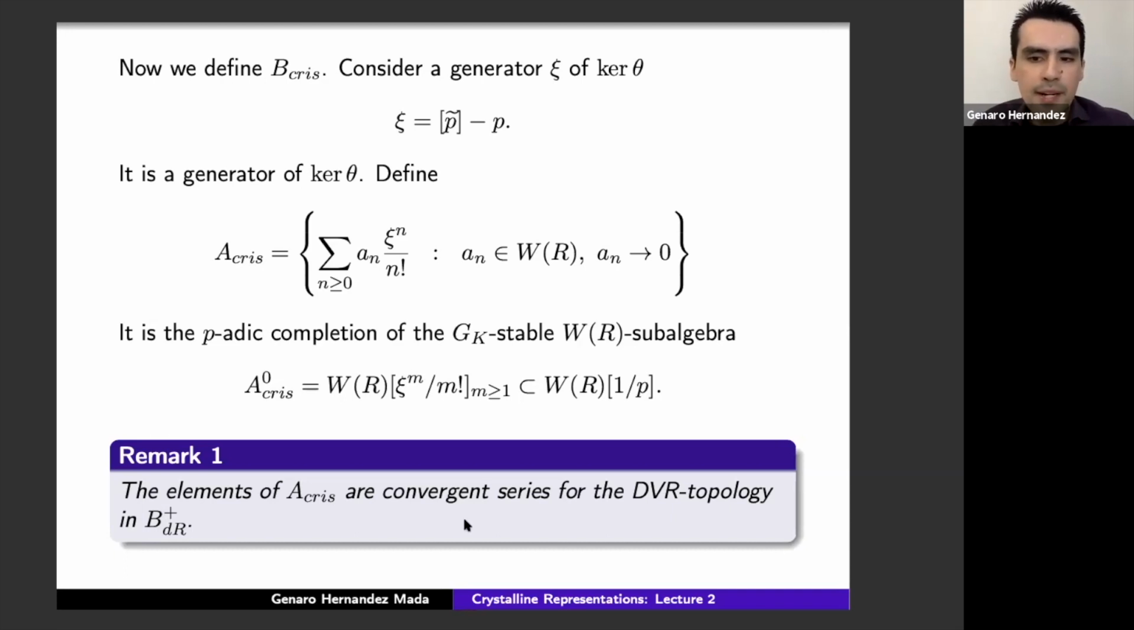I should remark here that we are talking about convergence in the p-adic topology here, because a_n should converge to 0 in the p-adic topology.